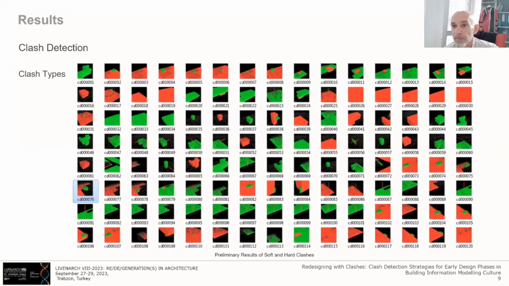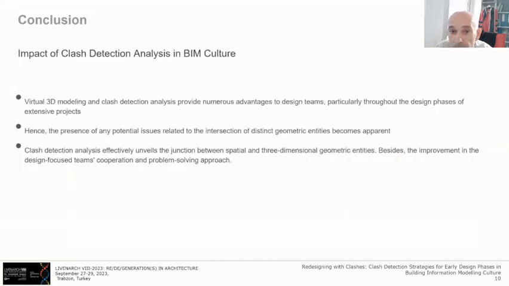While analyzing the geometric relationship between intersecting and closely positioned pieces, it was observed that there were a greater number of architectural-static groups compared to the architectural and static groups. When analyzing time overlap at the macro detail level for the BIM model, the schedule generated with schematic durations does not contain nesting. In conclusion, virtual 3D modeling and clash detection analysis provide many advantages to design teams, particularly throughout the design phases of extensive projects.